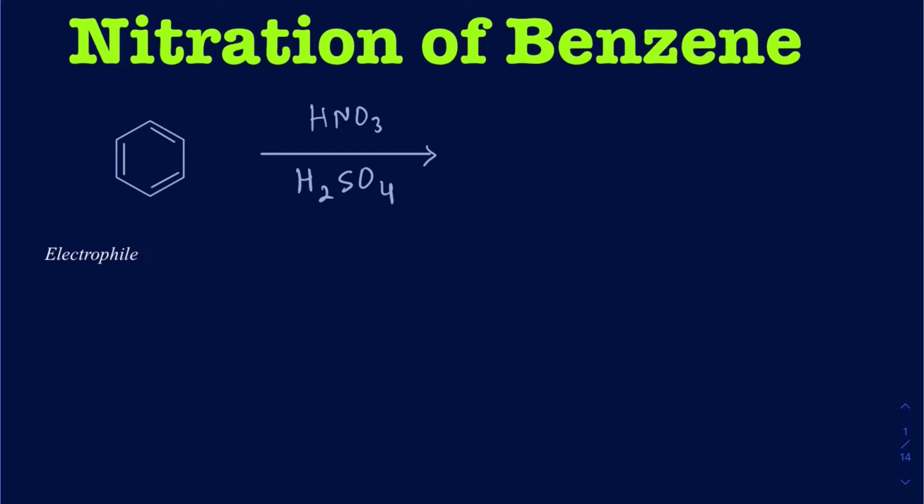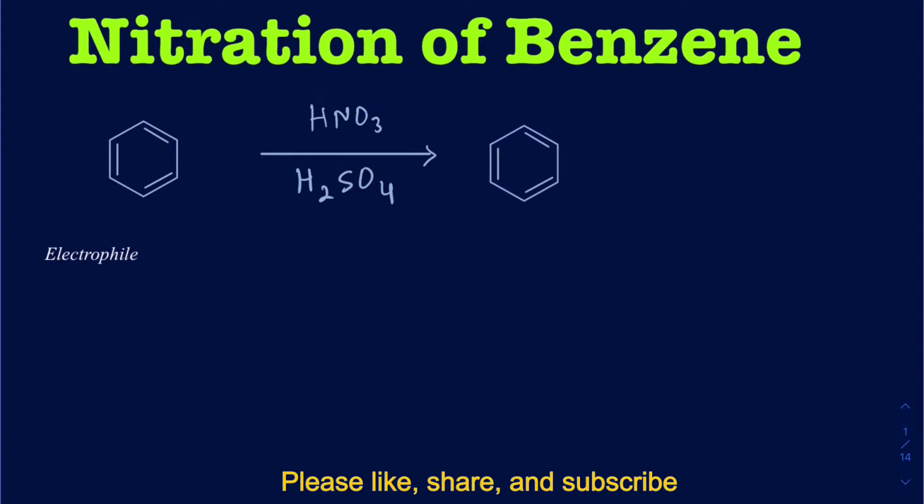Hello everyone, in this video I'm going to be talking about how to nitrate benzene, or another way of saying how to do nitration of an aromatic compound. So I have a simple example here where I have benzene reacting with HNO3 and H2SO4. Your final product is going to have a nitro group attached on the ring.